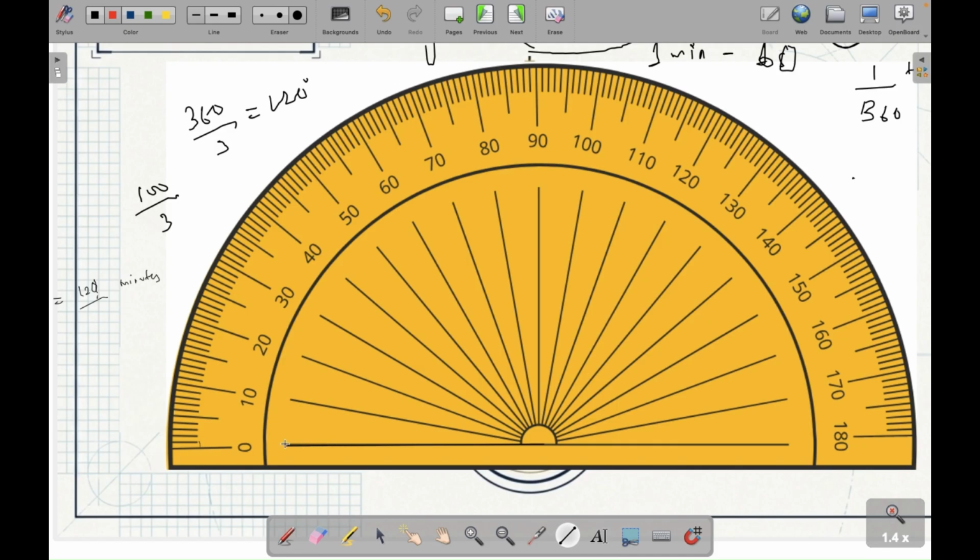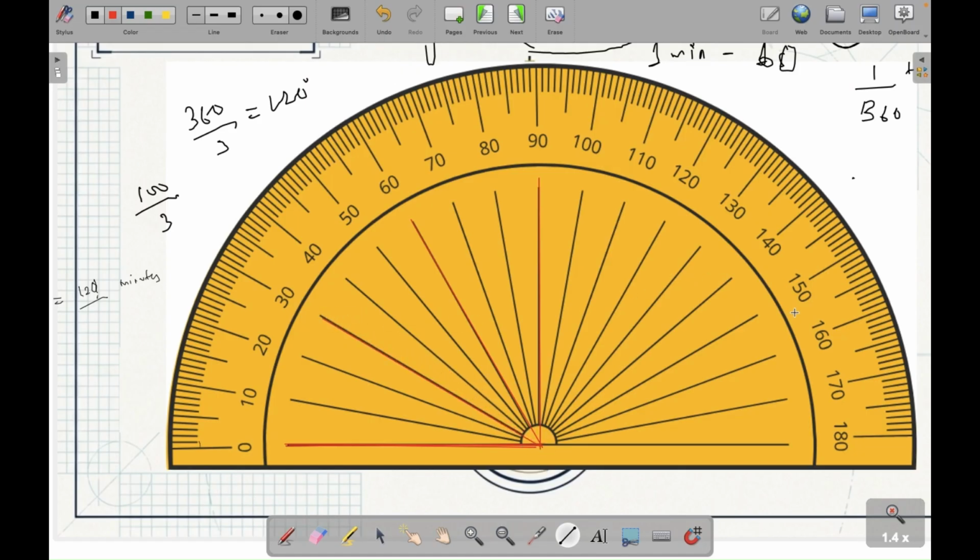So if you draw a line like this, and another line like this, this represents 90 degrees. If you have to draw 60 degrees, one line should always be here, and then the other line should be like this. So this is 60 degrees. If you have to draw 30 degrees, one line should be here, the other line should be here.